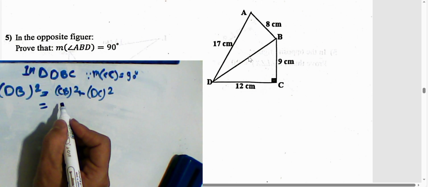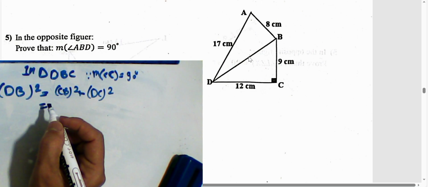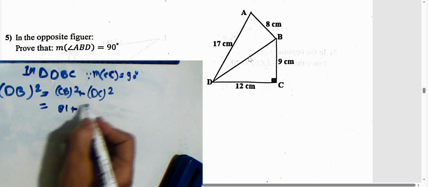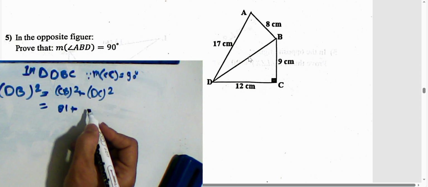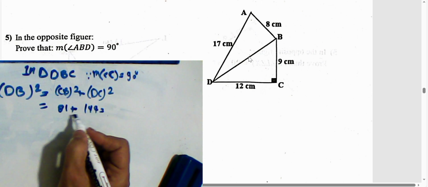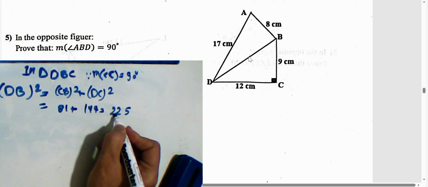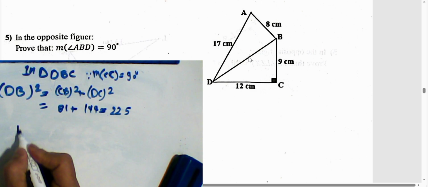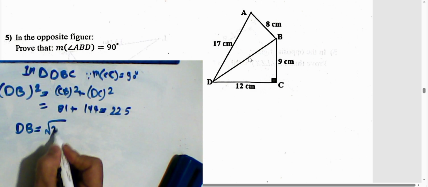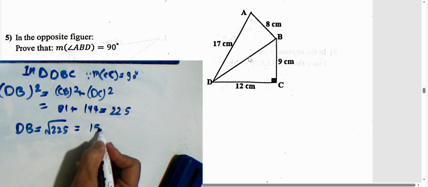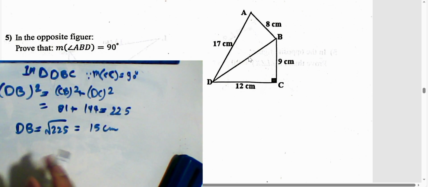CB power 2 equals 9 power 2, which is 81, plus DC power 2, 12 power 2, which is 144. We can collect together here: 4 plus 1 is 5, and 4 plus 8 is 12, and the carry of 1 will be 225. Then DB is equivalent to the square root of 225, which is 15 centimeters. This is DB.